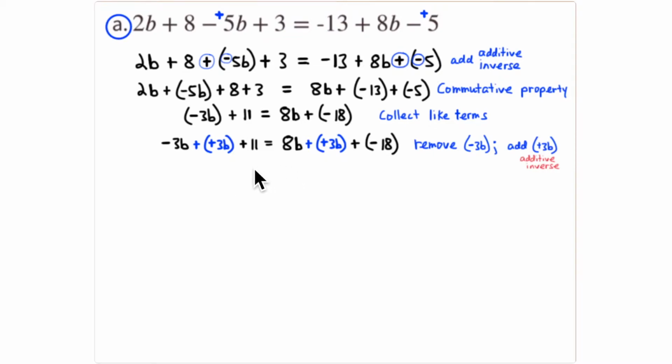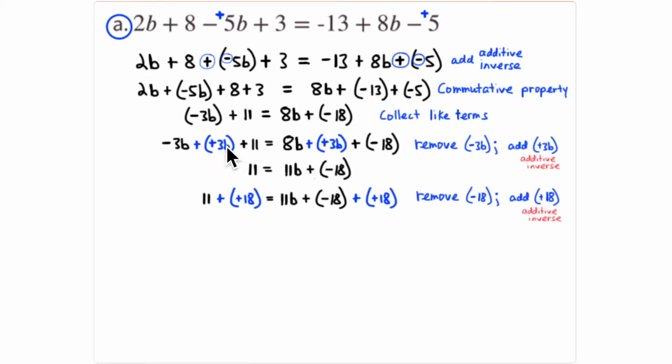And so the first thing I'm going to do is get rid of this negative 3b. I could get rid of this 8b right here, but that would mean that the b's would be negative. I'd end up with a negative 11b over here. But if I get rid of the negative 3b, I'm going to end up with a positive 11b on this side. And I want the b's to be positive, just easier to work with if I make them positive. So add a positive 3b to both sides. Gets rid of this negative 3b, end up with 11.